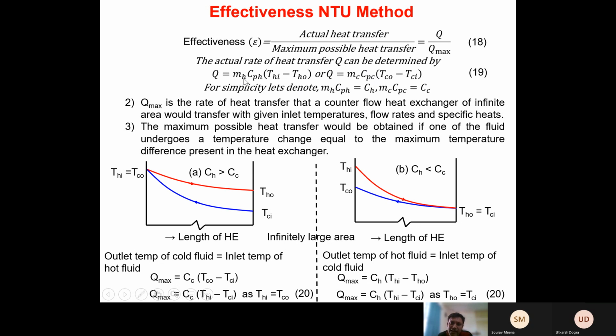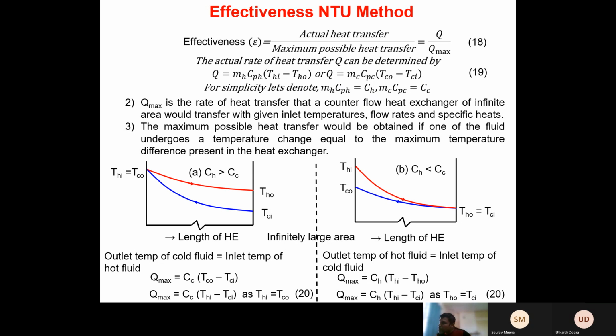Again, for simplicity here, m_H c_pH is denoted by C_H only, capital C with subscript H. And m_C c_pC, this entire multiplication, is denoted by C_C for simplicity, because these are the terminologies we are going to use regularly in this discussion.